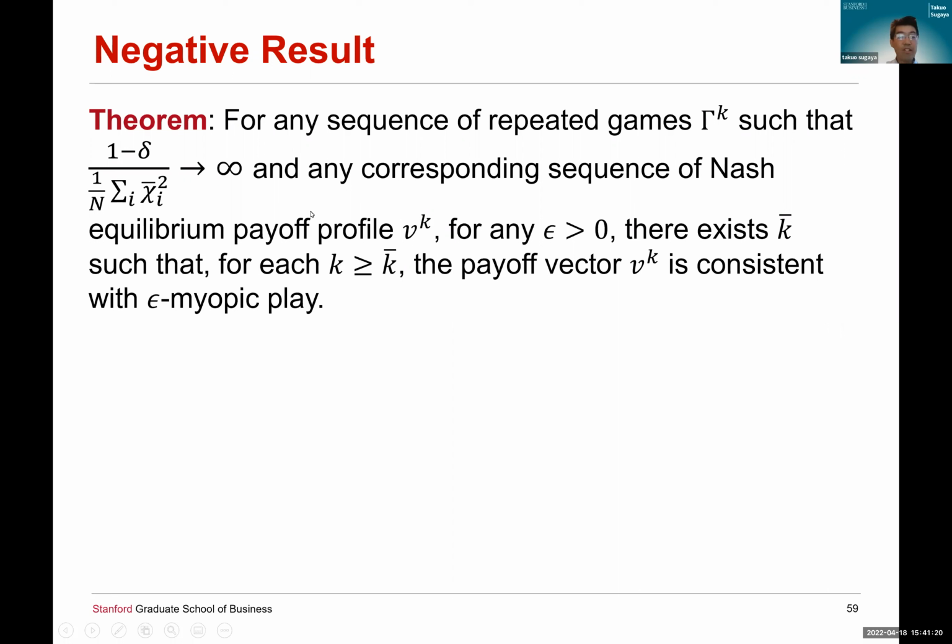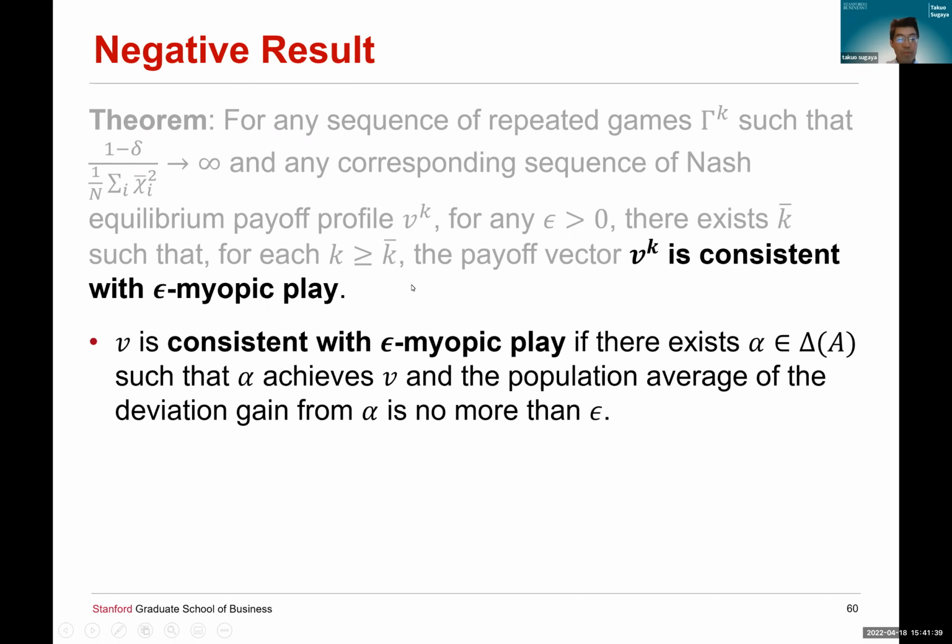But this essentially says that average detectability of the deviation needs to be at least non-trivial compared to one minus delta. Otherwise, we get a negative result: play needs to be epsilon myopic. What is epsilon myopic play?